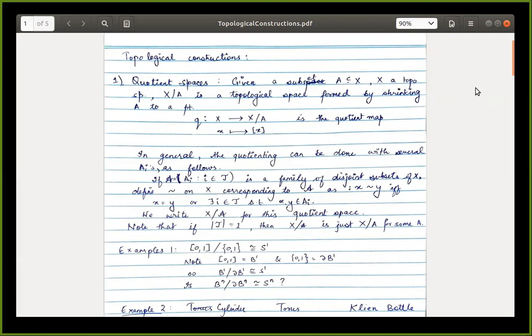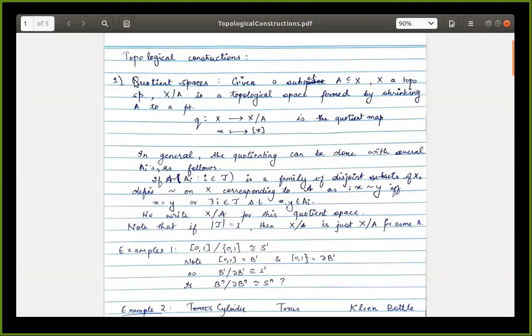So in today's video, we will be seeing a few topological constructions. Most of you might already have seen these constructions. You can check in the description what all constructions we would be seeing here, and if you're familiar, you can skip it. Okay, yeah, so let's start.